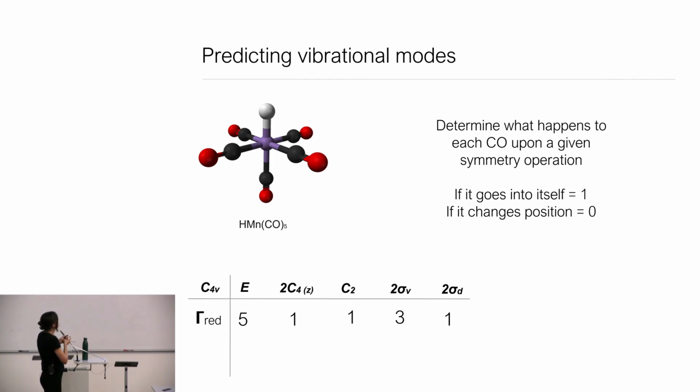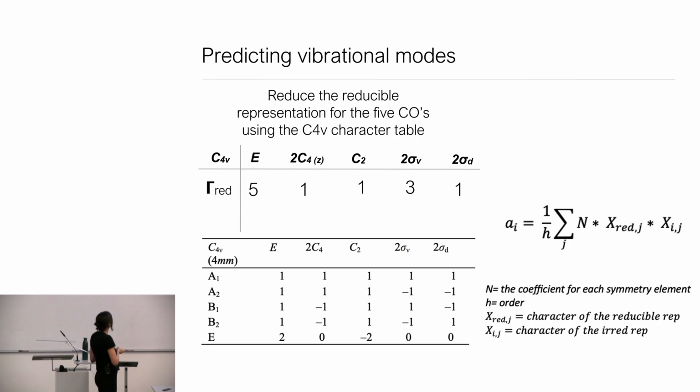Now, if I do a sigma v, recall the sigma v actually bisects the most atoms, and it is parallel to the principal axis of rotation, or to the C4. You can see that all of these COs, 3 of them, would go into themselves. So I have a value of 3 in my reducible representation. And then when I get to the sigma d, that's going to actually bisect between them. And so only 1 CO will actually go into itself. And so this is now the representation I need to reduce.